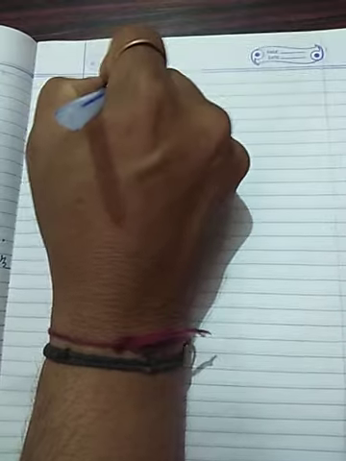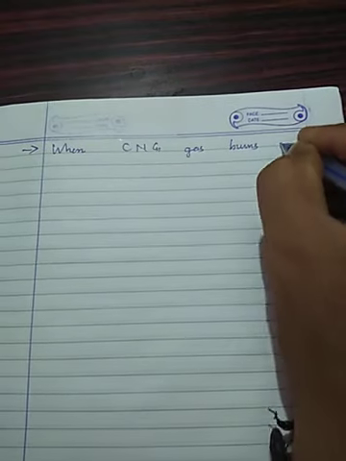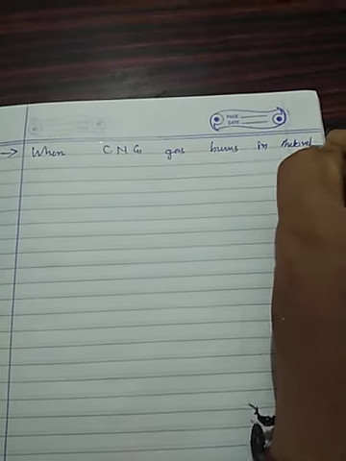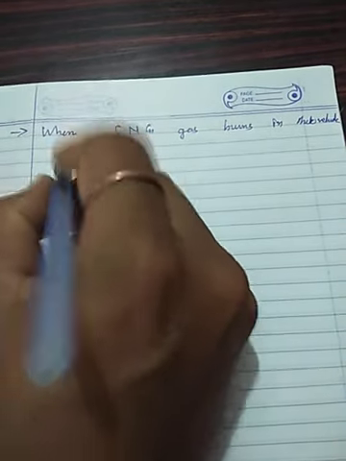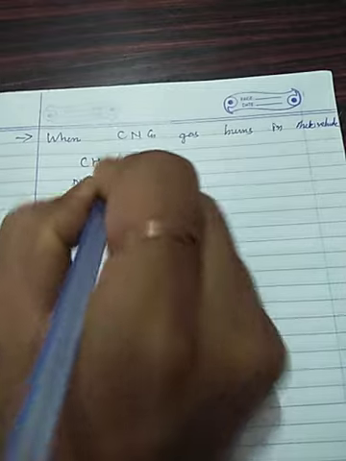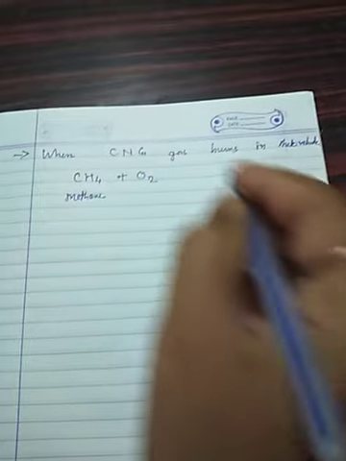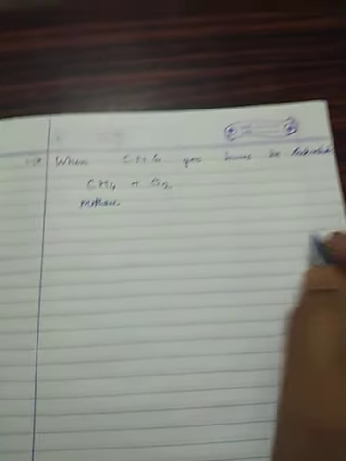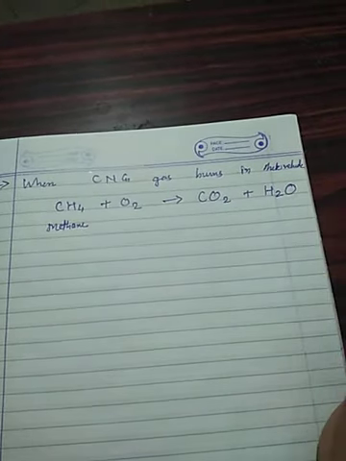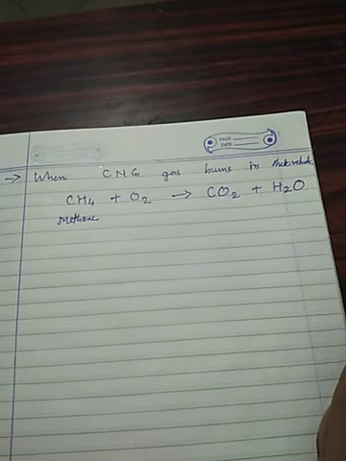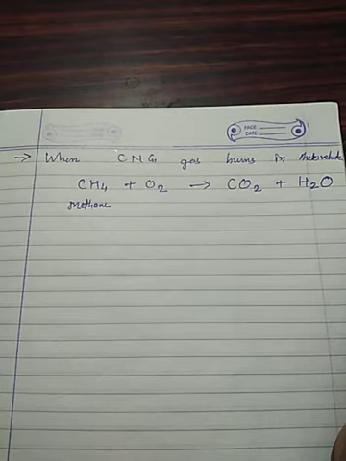Okay. When CNG gas burns in an auto vehicle. First of all the question arises, what is CNG? It is nothing but methane. So methane gas burns. Burns means reaction with oxygen. Any organic compound when burned always gives you carbon dioxide and water. Now we are going to do the balance of this reaction.